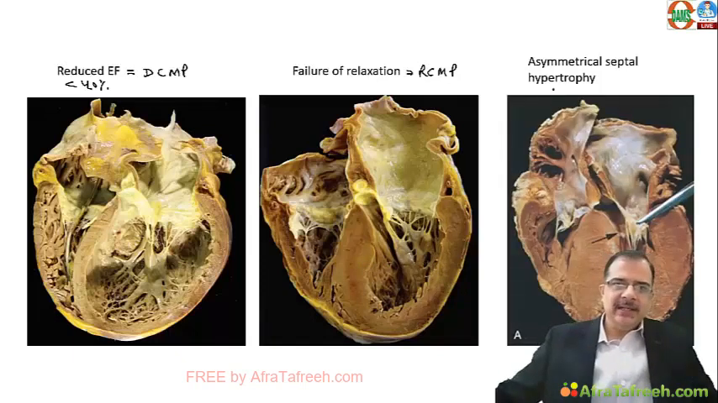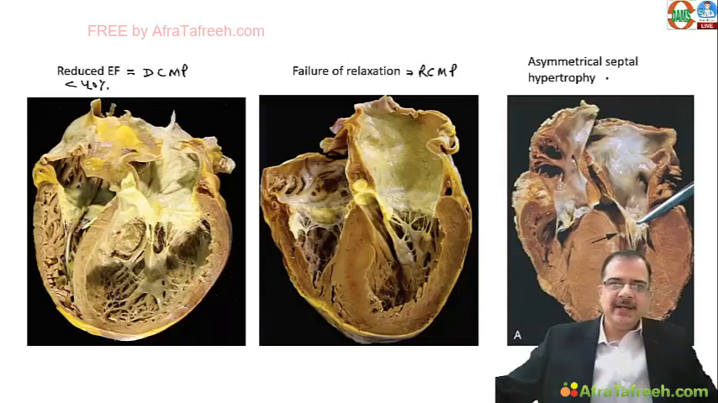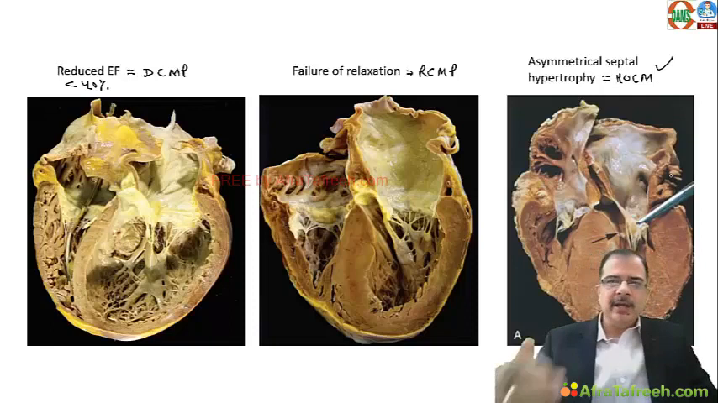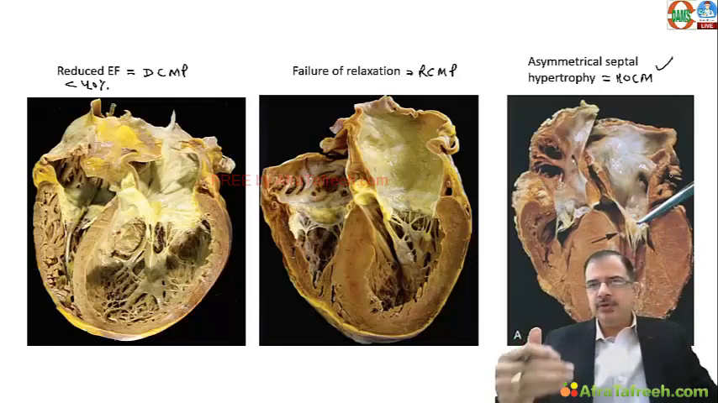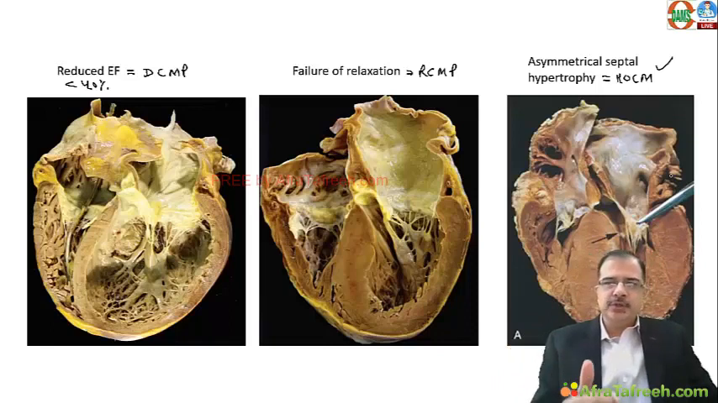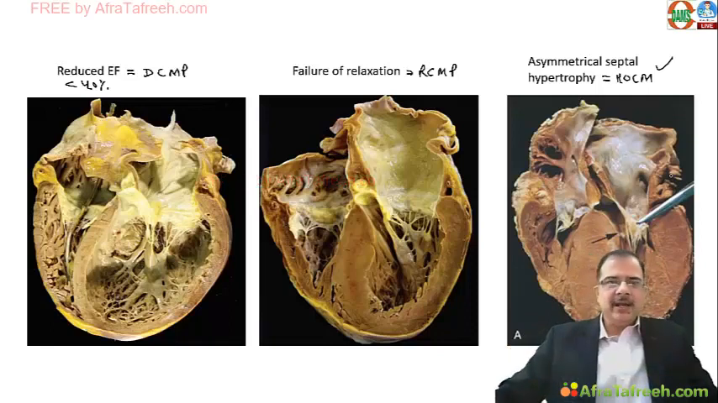While a classical case of asymmetrical septal hypertrophy, the arrow you can see, is a case of HOCM. And for the last 2 years, HOCM questions are coming on a regular basis. A heart diagram is shown to you, or the clinical features of HOCM are shown to you. So these are the diagrams of different types of cardiomyopathy.